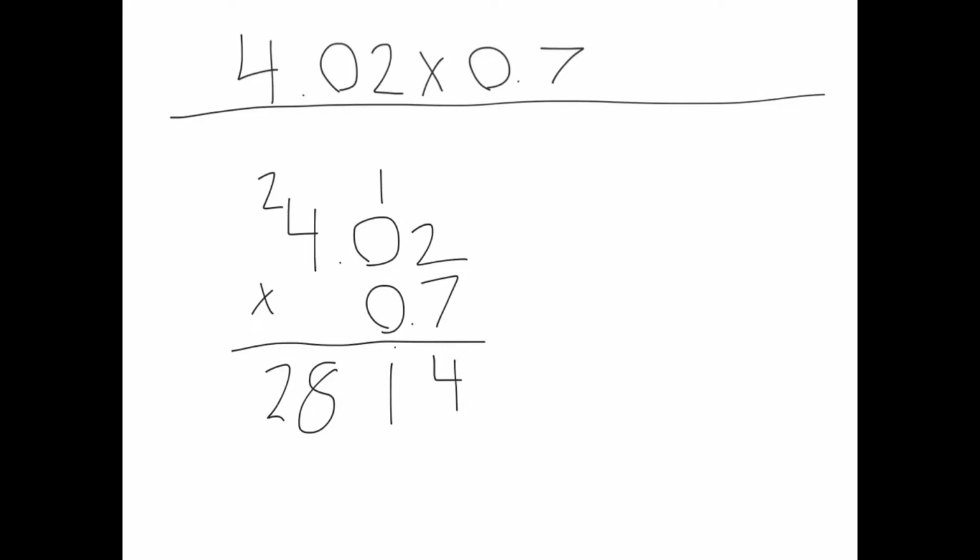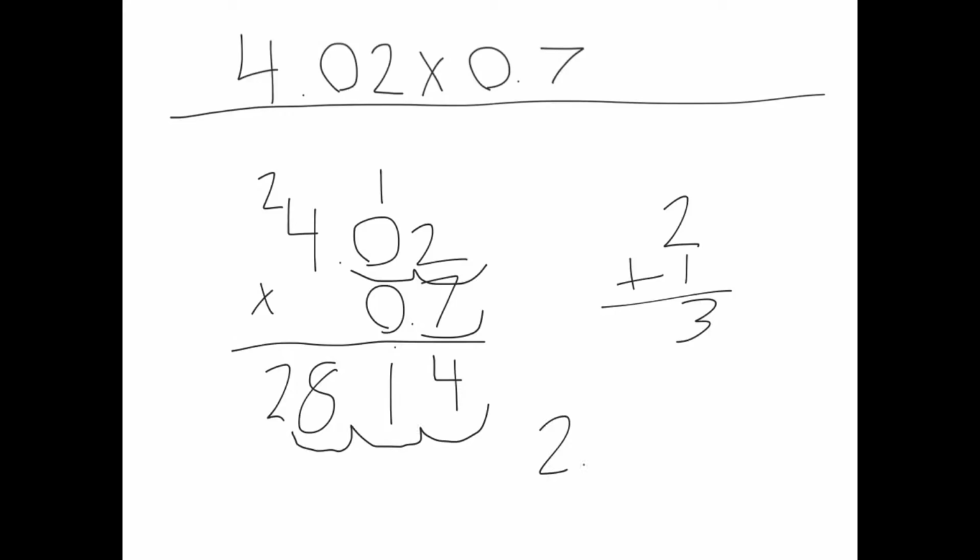And then to find out where you put your decimal point, count how many spots the decimal is over. So 1, 2, 3, 2 plus 1 equals 3. So you put it over 3 places. And your answer is 2.814.